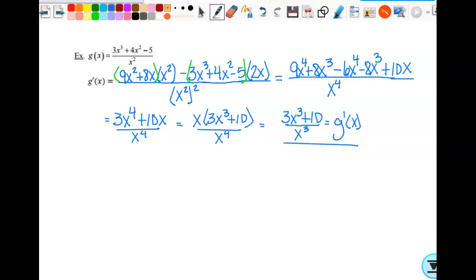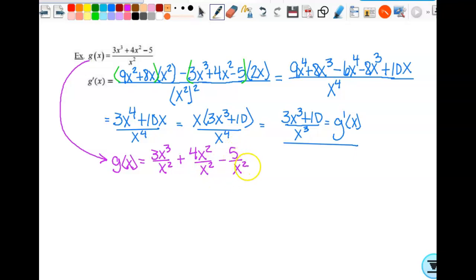All right, so I should have left a little room over on the side or something, and I didn't, but there's another way to do this whole thing, okay, without doing all of that. Doesn't work on all of them, but check this out. If I had taken this g of x, and I'm not taking the derivative yet, I'm just going to change g of x to 3x cubed over x squared plus 4x squared over x squared minus 5 over x squared. Is that the same thing as what I have up there? It's the same thing, right?